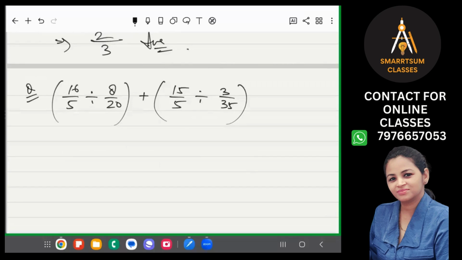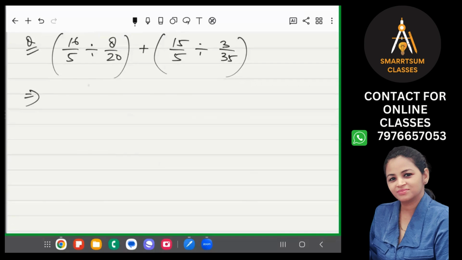Now suppose we have another question. 16 upon 5 divided by 8 upon 20, plus 15 upon 5 divided by 3 upon 35. So we have two types of operations here, division and addition. Both divisions are within the brackets, so we will first solve the brackets and after that we multiply. So let's solve this bracket.